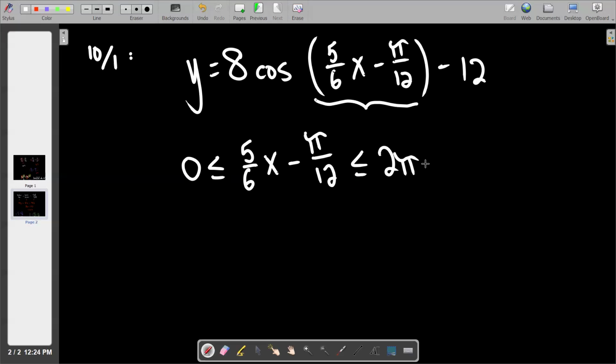Algebra, step 1, what do we do? Yeah, that's fine, that's big picture. So specifically, what would we do first? Nice. So we're going to add pi over 12 to all 3 sides. We're going to wind up with a pi over 12 on the left is less than or equal to, and then we have just 5/6 of x left in the center, and then is less than or equal to, and again, sorry, basic math. What's 2 pi plus pi over 12?